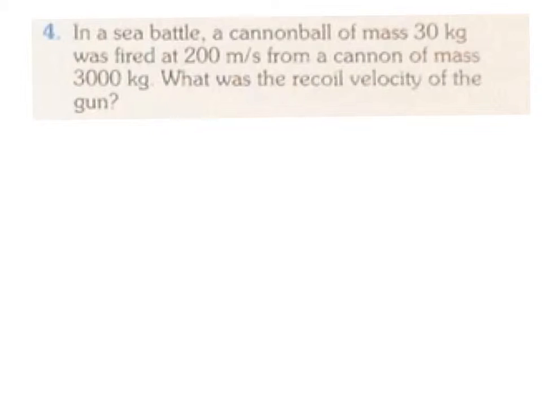Question 4. In a sea battle, a cannonball of mass 30 kilograms was fired at 200 meters per second from a cannon of mass 3,000 kilograms. What was the recoil velocity of the gun? So what's happening here is we have a basic explosion. The cannonball is fired out in one direction and the cannon goes backwards in the other direction. So as I say, we describe this as an explosion. So we've got a cannonball going out the front at 200 meters per second and a cannon going back at some velocity that we don't know.